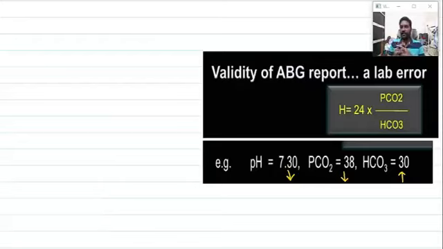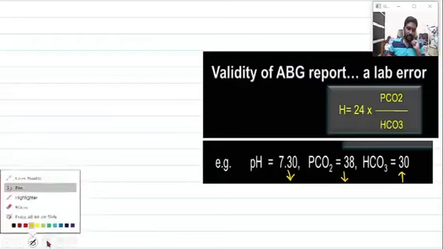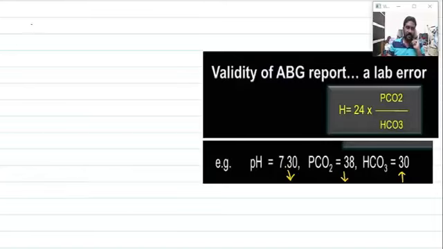Now, how to identify that there is an error? You know the basic Henderson-Hasselbalch equation that we have discussed. pH is proportional to bicarbonate divided by PaCO2.